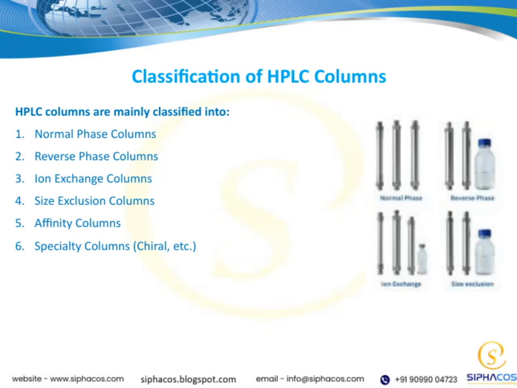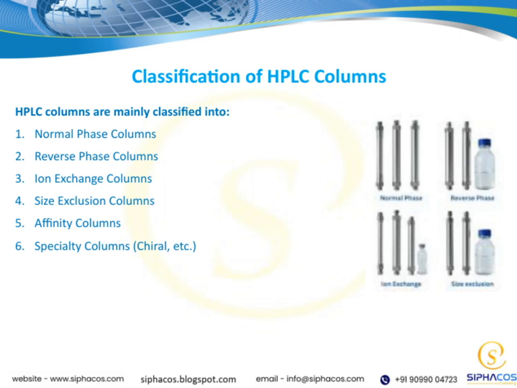Now, let's take a closer look at the classification of HPLC columns. HPLC columns are mainly categorized into several types, each with its unique characteristics and applications. First, we have the normal phase columns, which are typically used when we want to separate compounds based on polarity differences, with the stationary phase being more polar than the mobile phase. Next, there are the reverse phase columns, which are the most commonly used in analytical chemistry today. These have a nonpolar stationary phase and a polar mobile phase, making them ideal for a wide range of compounds.